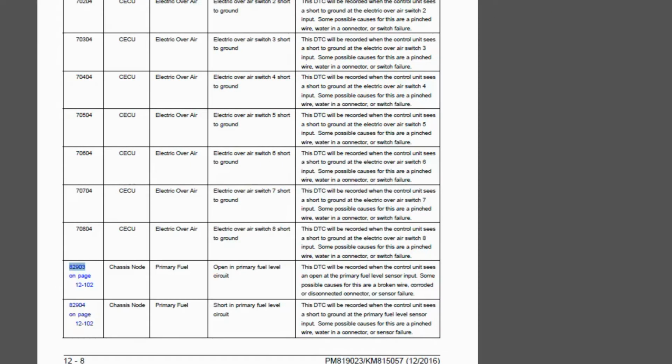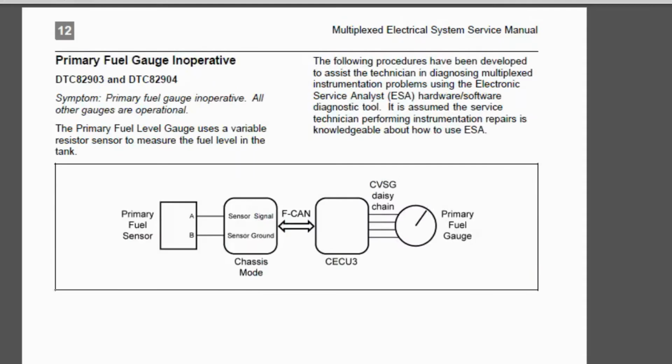So you can see I'm right down here, diagnostic trouble code. So this DTC will be recorded when it sees an open circuit in the fuel level sensor input. But it's also linked, so I can just click on it and it takes me directly to some of the troubleshooting stuff. So I can see the fuel level sensor looks like it's hardwired to a chassis node, and then the chassis node sends it over the data link, the FCAN, to the CECU. So that was good to know.